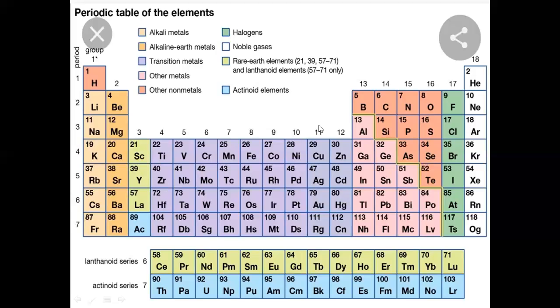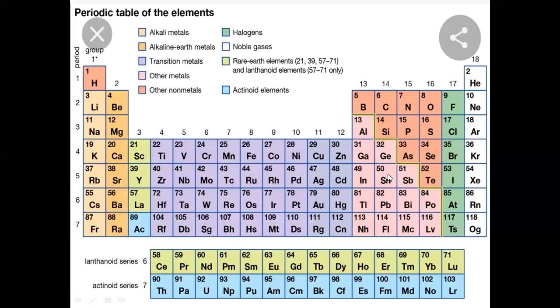Then group number 7 also has a specific name, halogens. They are called halogens, the green color halogens, the white color noble gases. All the purple ones are called transition metals. And the light pink color are called other metals, meaning metalloids, because some of their properties resemble metals and some resemble non-metals. That's why they are called transition. Transition means in between.